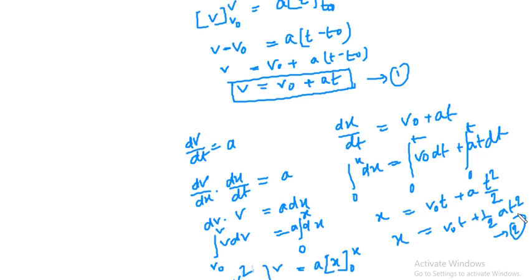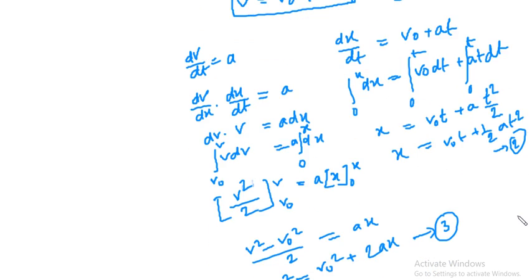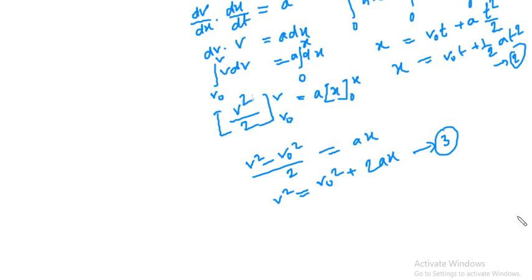So we have got all the 3 equations just by using calculus. In this video I have derived all the kinematic equations for constant acceleration, and in the next video I will do some examples, and then I will move forward in this chapter.